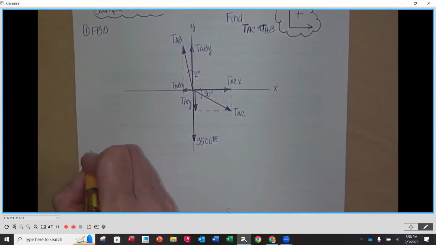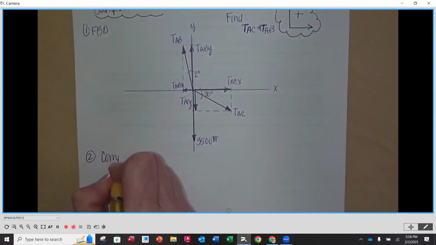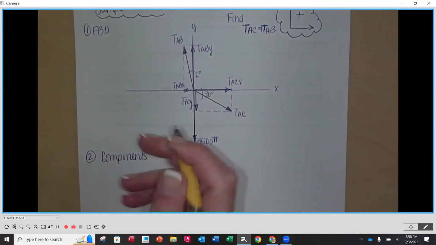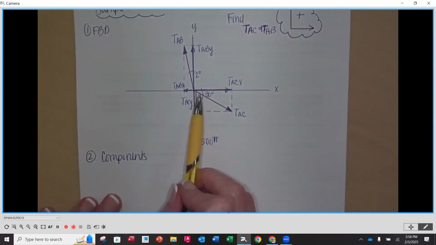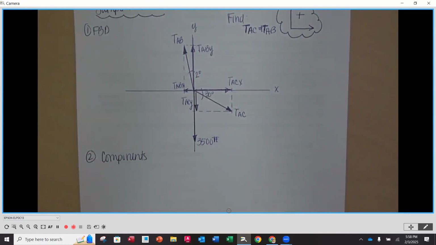So my step number 2 here is going to be components. Very similar to what we did for resultants, right? So again, we're not finding the resultant here. We're finding the 2 unknown quantities that we have. What are the tensions along those cables? All right. We're anticipating we're going to be using those 2 equations of equilibrium, which are sum of the forces in the X, sum of the forces in the Y. That's why we want to get these all on the X and Y axes.